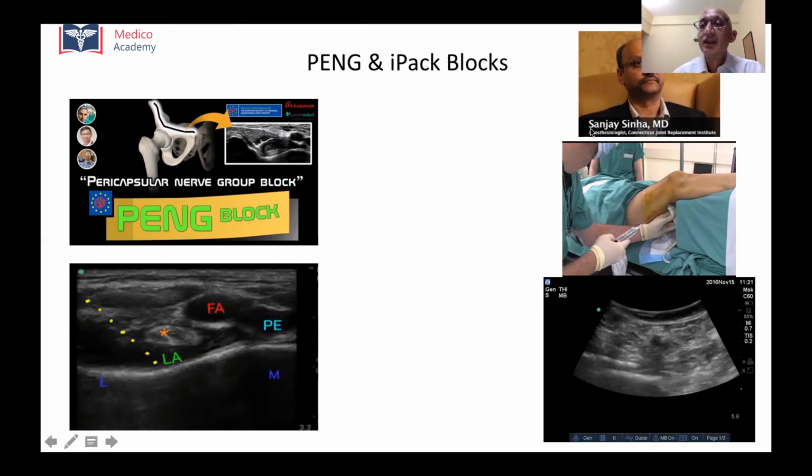And Sanjay Sinha described this IPACK block. So instead of giving a selective tibial nerve block, as I said, in combination with the adductor canal block. So selective tibial, what it does, it takes care of the pain arising from the posterior capsule of the knee joint. So what this IPACK does is something similar, maybe more effective, because it is targeting this plane at the back of the femur right here.